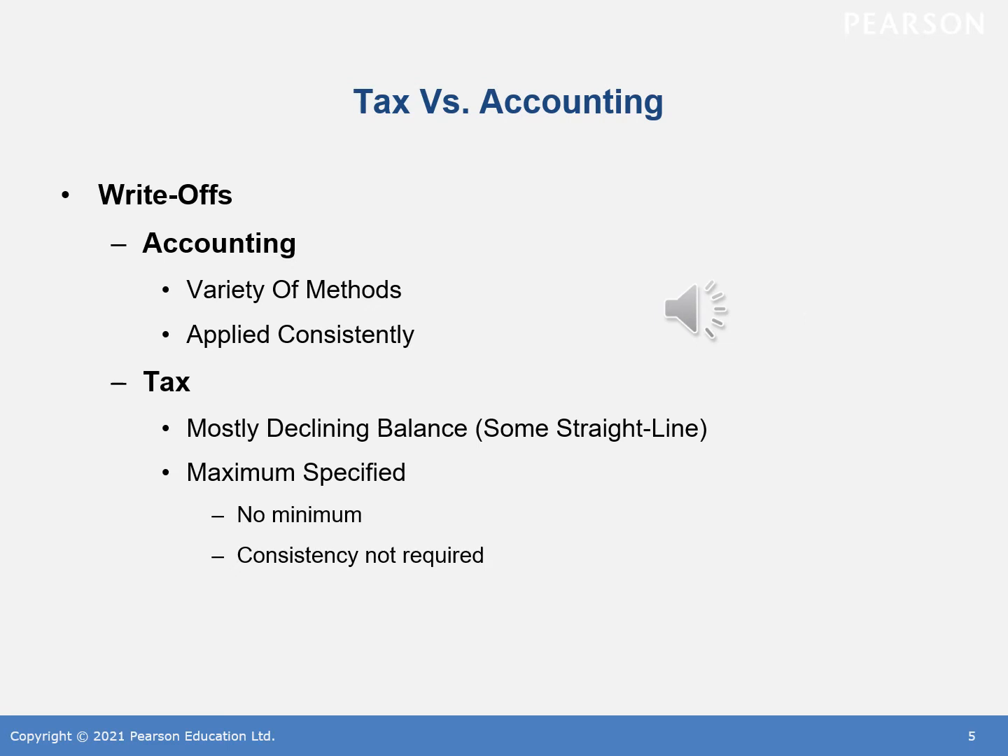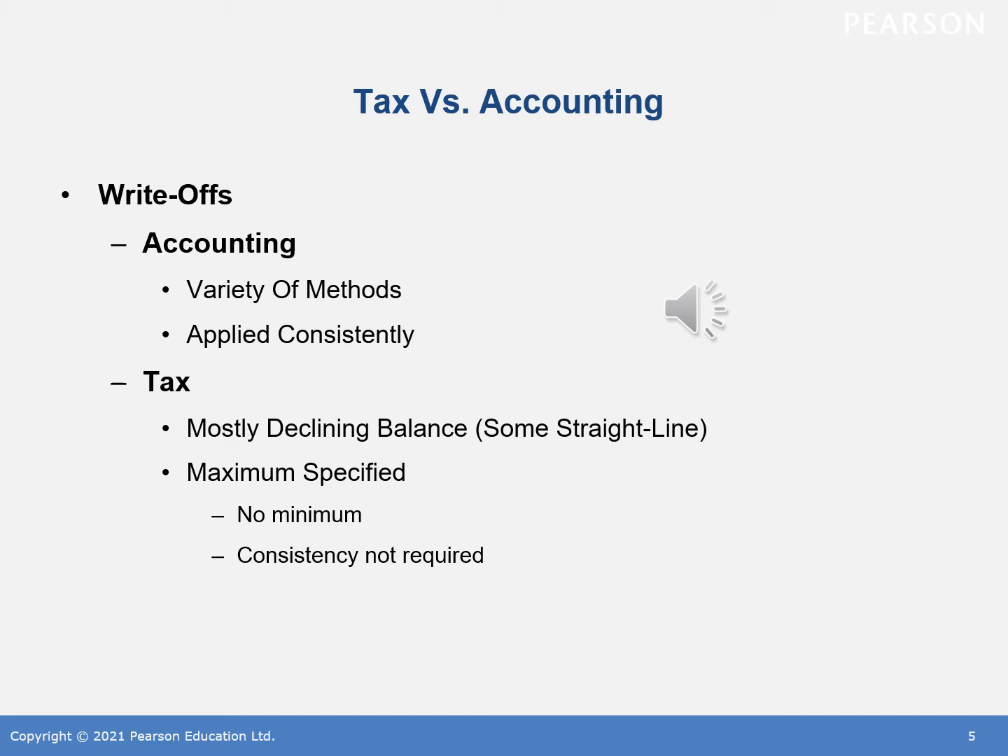When it comes to write-offs in tax versus accounting, under the accounting methodology, there's a variety of methods: straight line, useful life, it can be per widget, can be declining balance, etc. And it's typically applied consistently. So under accounting principles, you would have one accounting policy for a type of asset, and you would apply it consistently year over year.